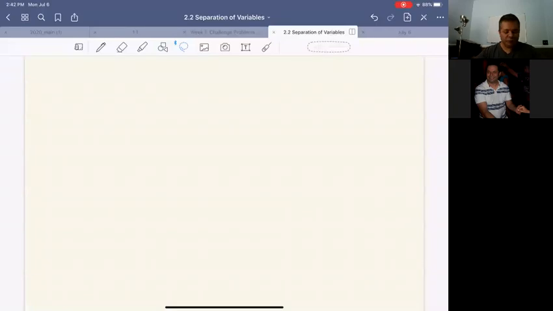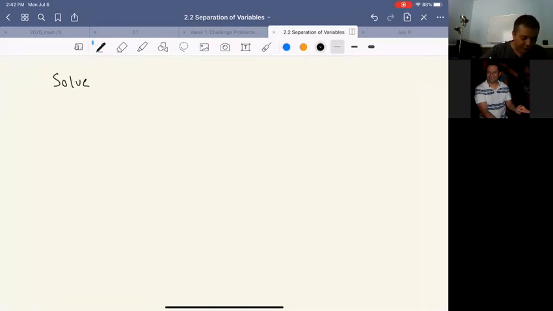All right. One more page of notes, I think. We got a couple more problems that I want to do before we call it a day. Let's go ahead and solve x squared dx plus 2y dy equals 0 with y of 0 equaling 2.